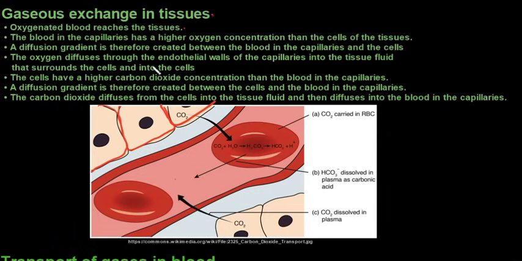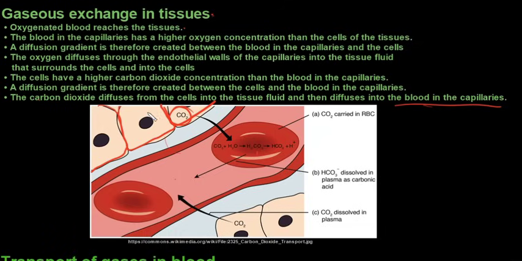And then the oxygen diffuses through the endothelial walls of the capillaries into the tissue fluid that surrounds the cells and into the cells. Now the cells will have a higher amount of carbon dioxide than the blood capillaries, so once again a diffusion gradient is created between the cells and the blood capillaries, and then the carbon dioxide will move from the cells into the tissue fluid and then diffuses into the blood in the capillaries.